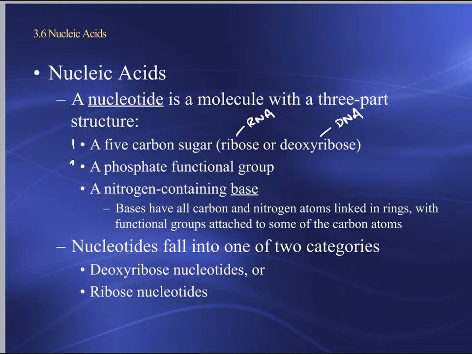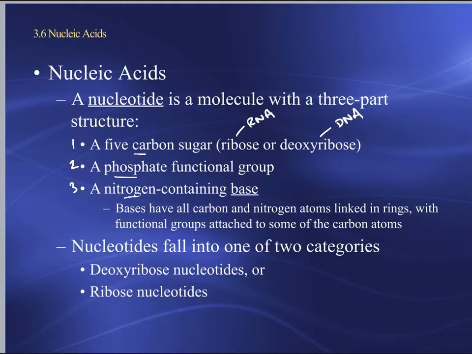It contains a phosphate functional group. It also contains a nitrogen-containing base. Okay, so it's going to have a phosphate, a nitrogen base, and a 5-carbon sugar, either ribose or deoxyribose. The nitrogen bases all have carbon and nitrogen atoms linked in rings with functional groups attached to some of the carbon atoms. Okay, so that's going to help it stick together, is what we'll see.